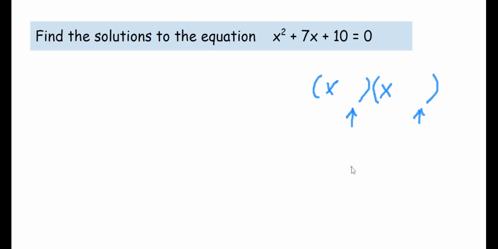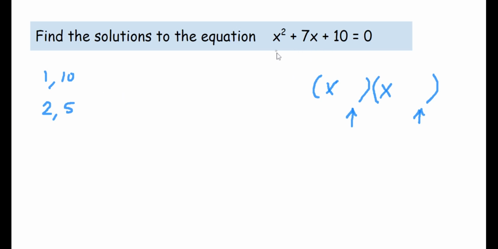And the way we can do that is we take the last number, which is 10, and we find numbers that have 10 as a product. So let's list those. So 1 and 10, 1 times 10 is 10, so that would be a pair of numbers. Another pair would be 2 times 5, so 2 and 5. And that's all there are. The order doesn't really matter here. So those are the only pairs of numbers that when multiplied together will give us 10.